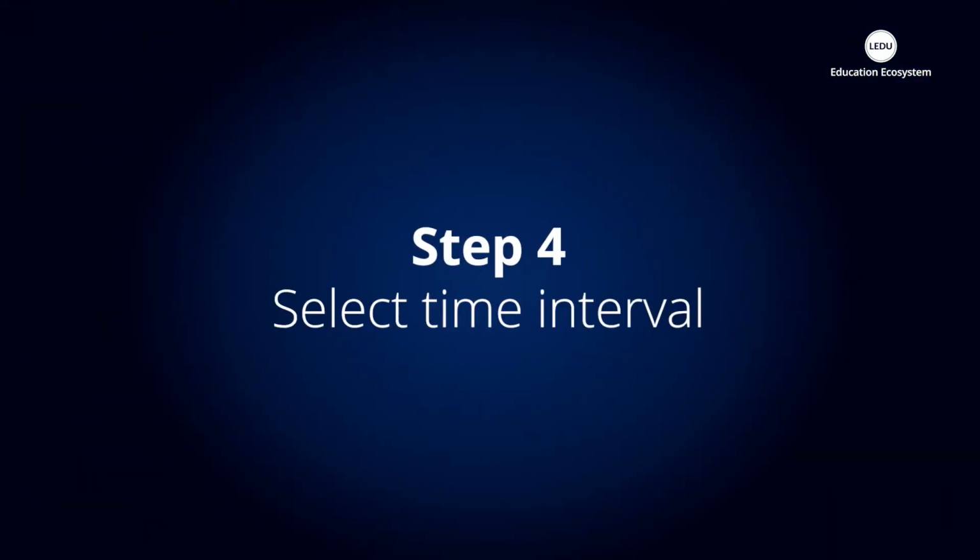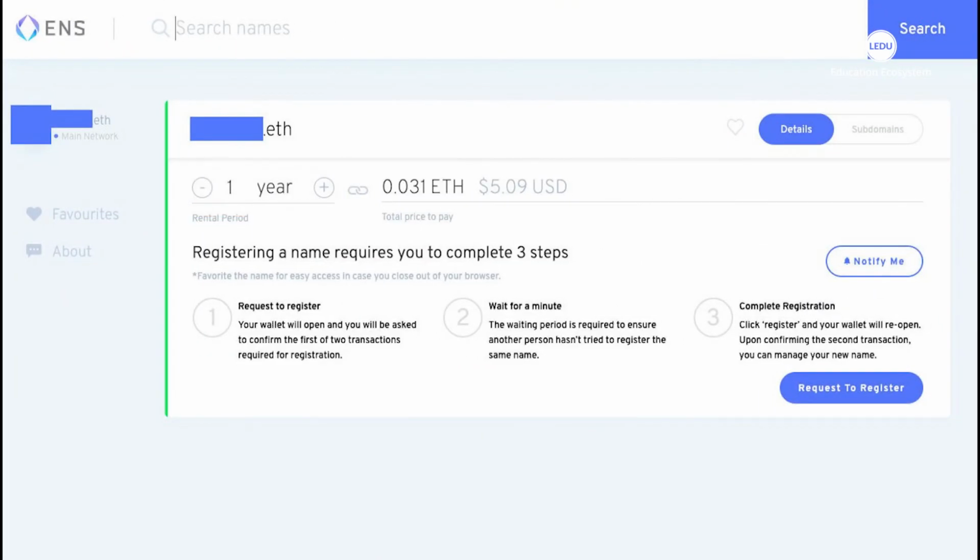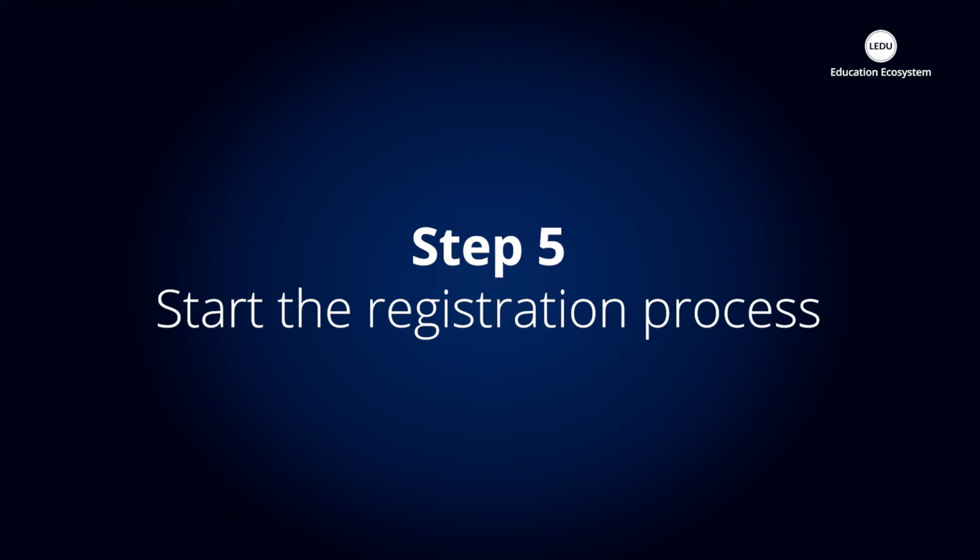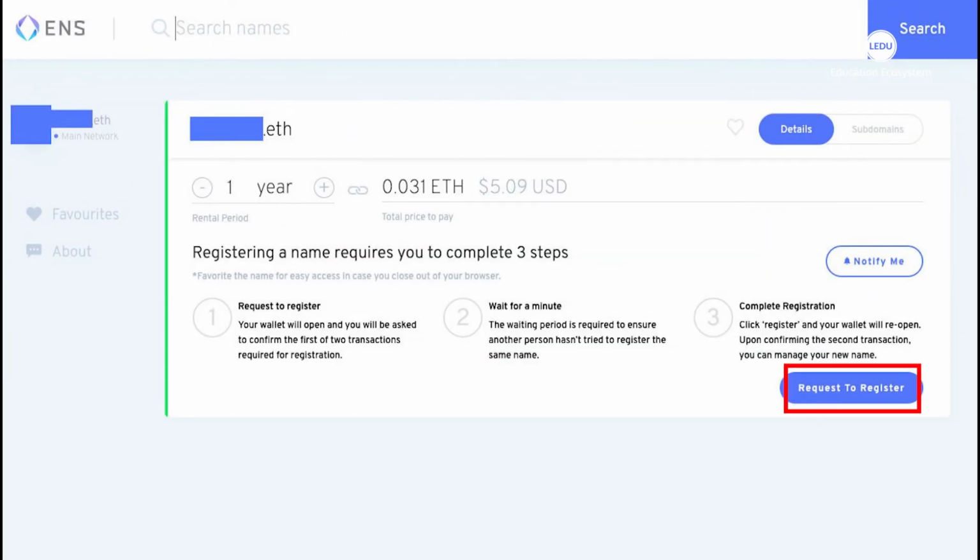Step 4. Select time interval. Select for how many years you'd like to pay the annual fee initially. You can always choose to extend your registration period at another time in the future. Note that you must have enough ETH in your Ethereum-enabled browser wallet to pay the full cost of registration. Step 5. Start the registration process. Click the Request to Register button and a box will pop up from MetaMask asking you to confirm the transaction.